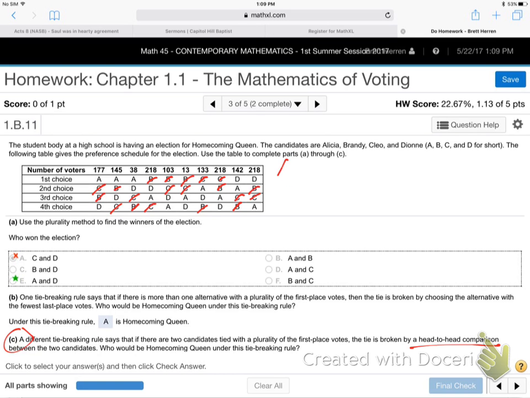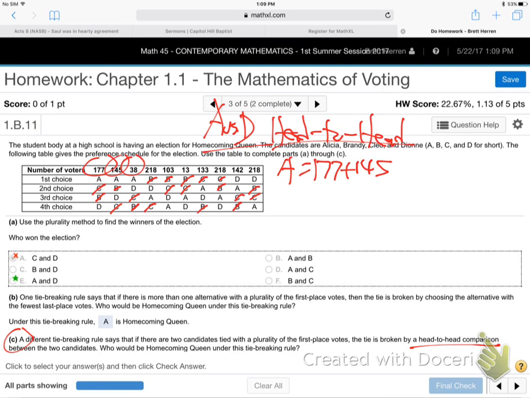So how many would A have? And this is the head-to-head. A versus D. So A has how many? Those 177 like A best. These 145 like A best. These 38 like A best. They always have. Now the 218, they used to like B best, but B's out. So who do they like better? D. They prefer D over A. So they're now D fans.